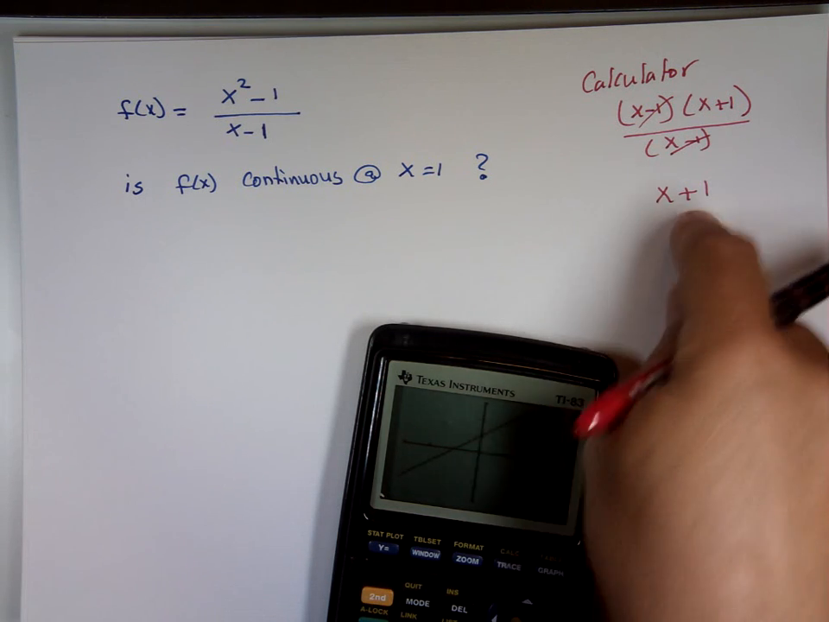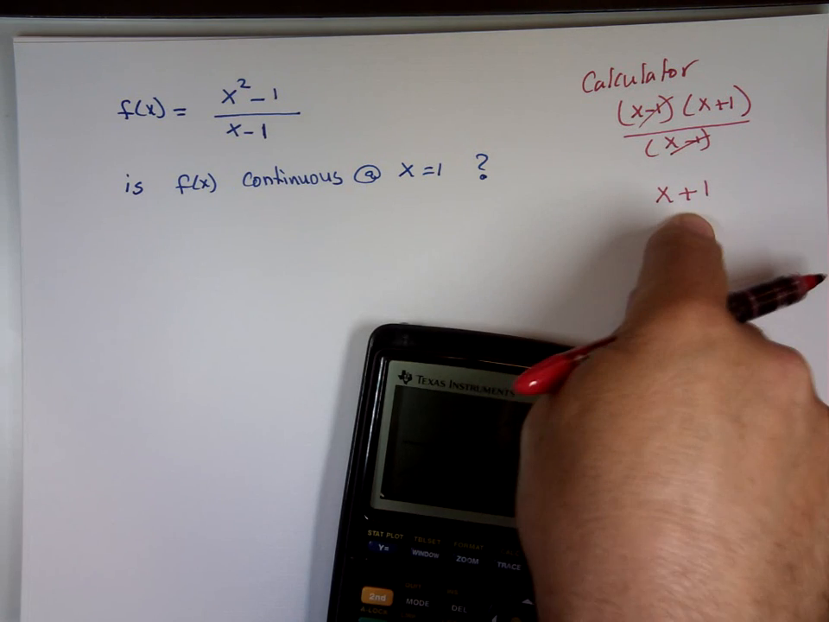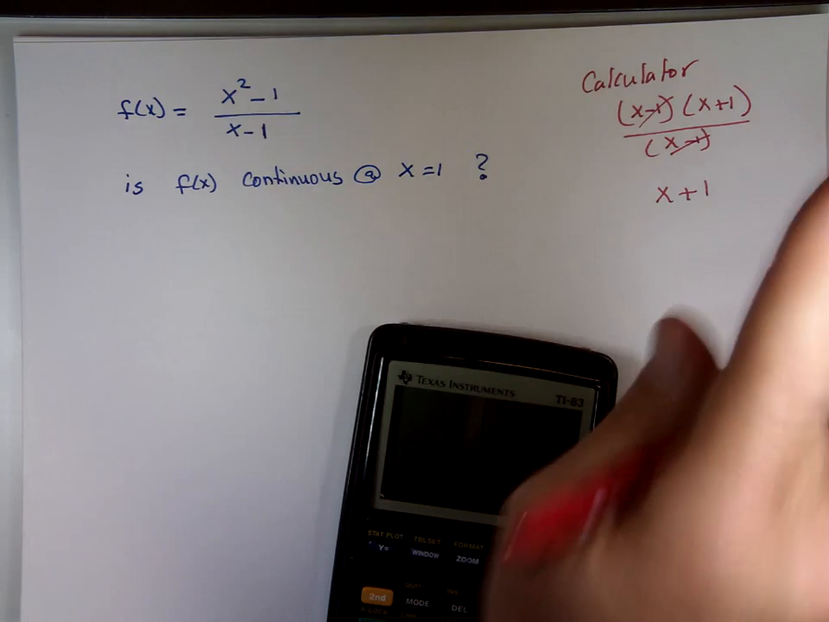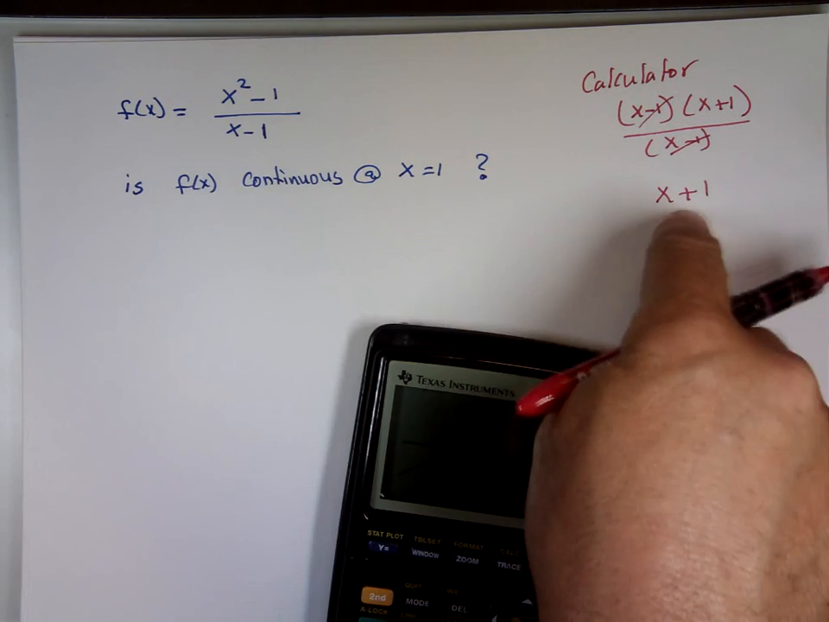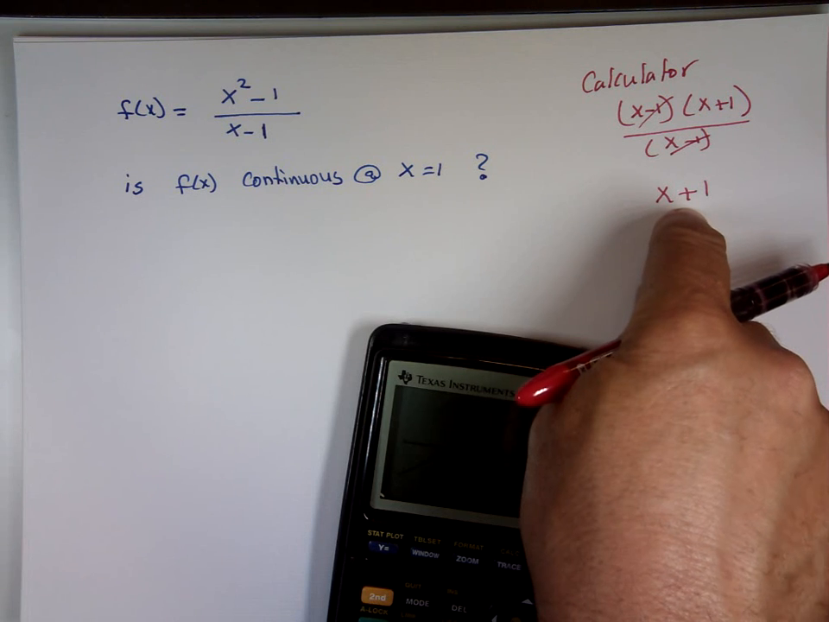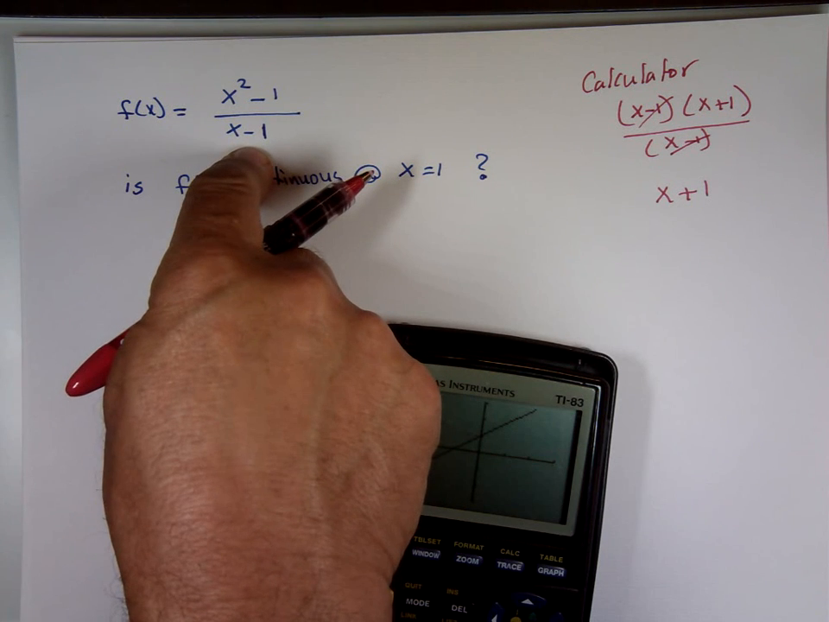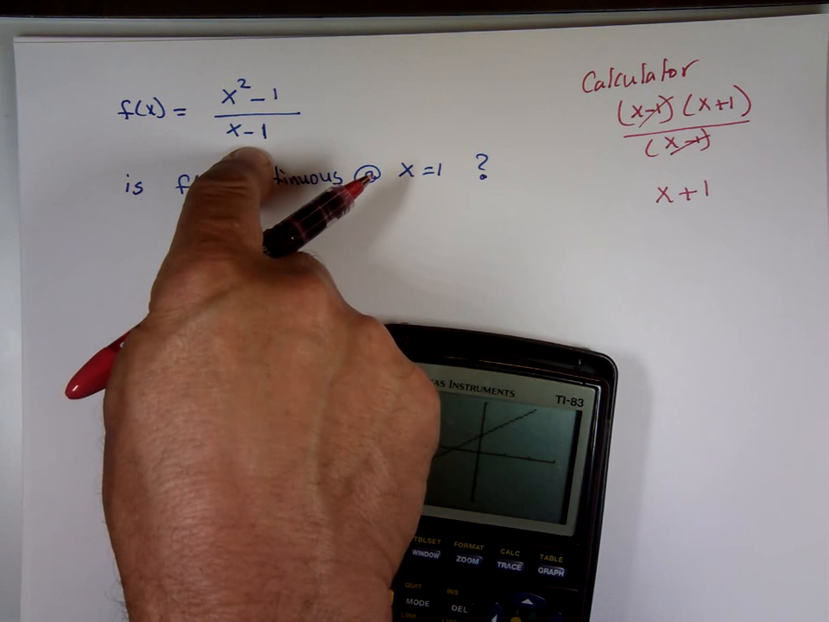These two are not exactly the same. Very close. They're different at one point. The point they're different at is when x equals 1. When x equals 1, this has a value of 2. When x equals 1, this has a value of what? Undefined.